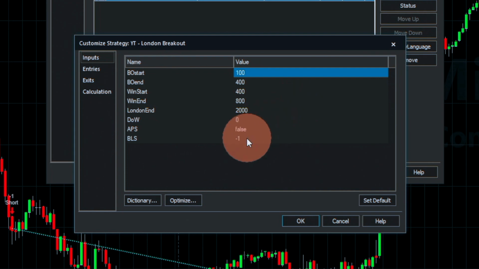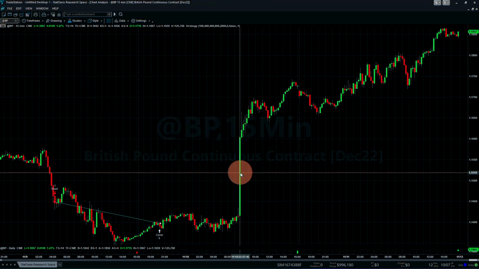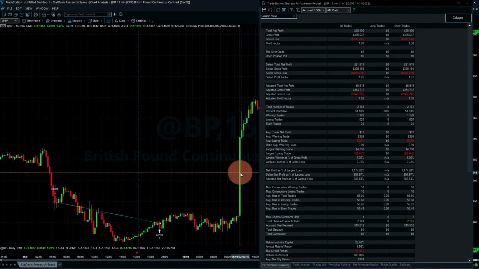Let's do that. And here we are only testing the short. So this is both long short. We are going with the short side only. And let's see the strategy performance.